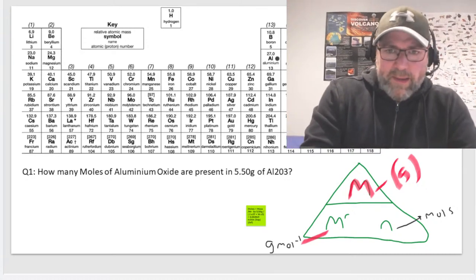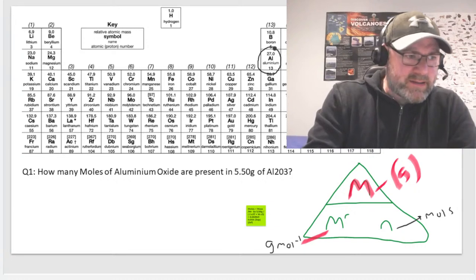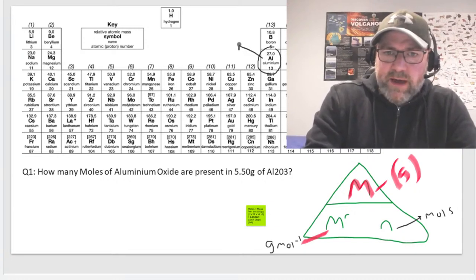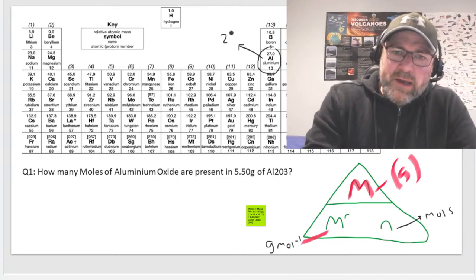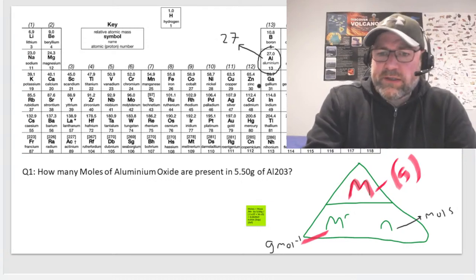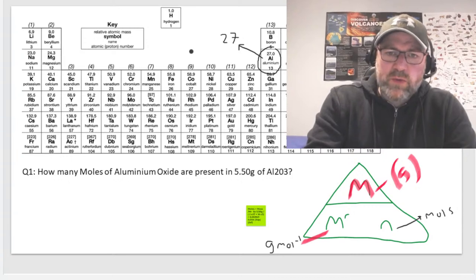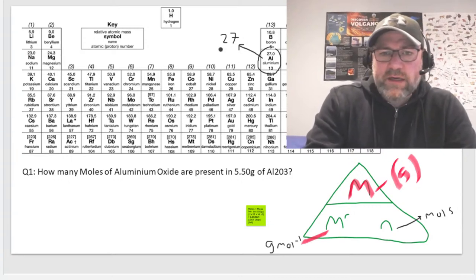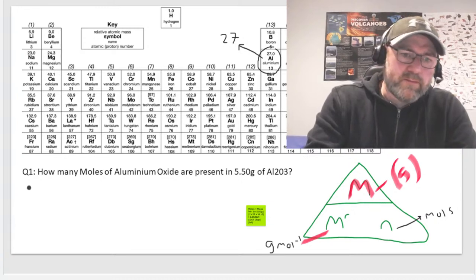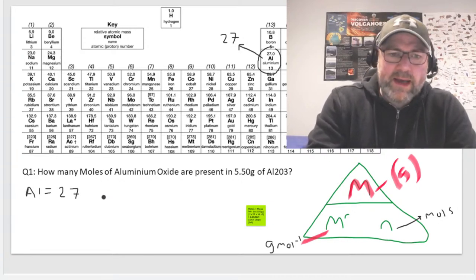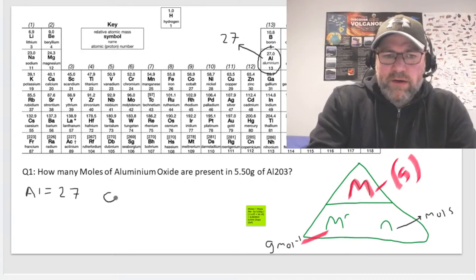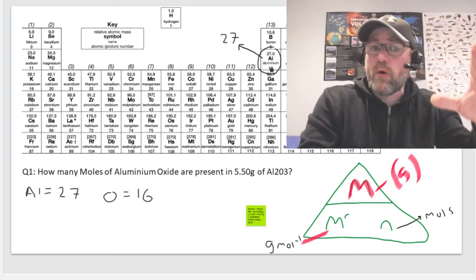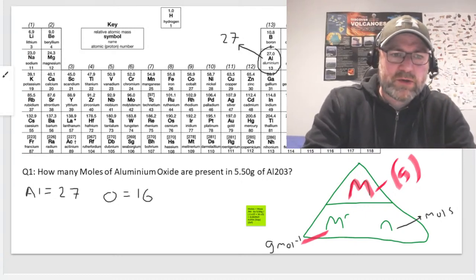We're looking at aluminium, which is over here, and it's a little bit small on the camera. The AR of aluminium, when you're dealing with one atom, is 27. We're looking at oxygen as well. The relative atomic mass of oxygen is 16. Thankfully at A-level, these ones are whole numbers. I picked that so it wouldn't get too complicated.